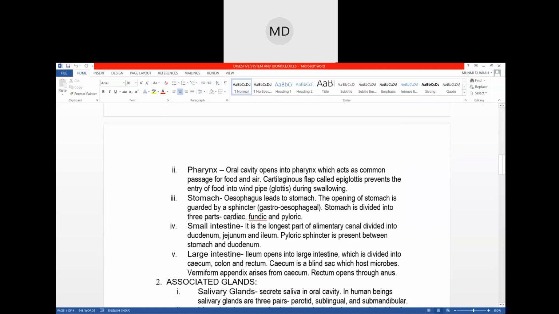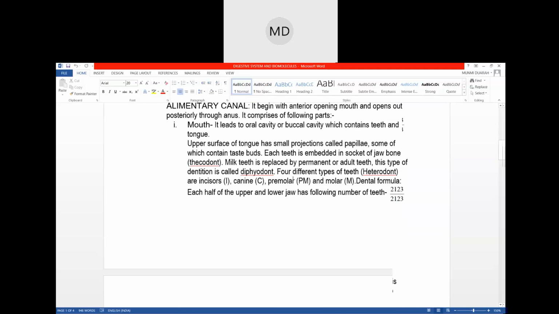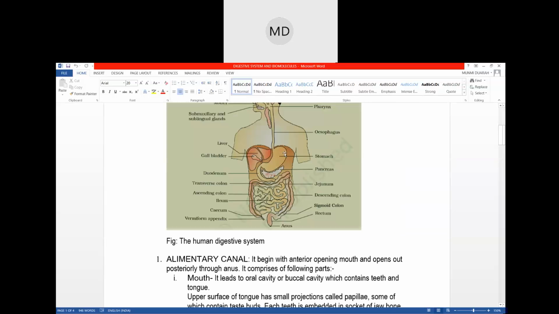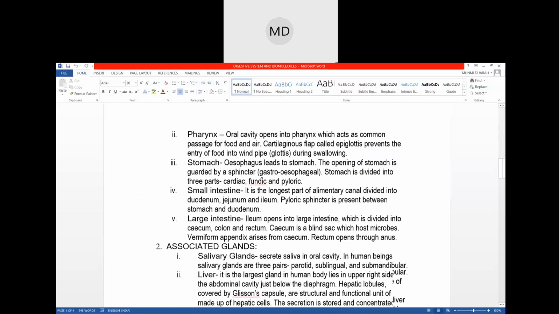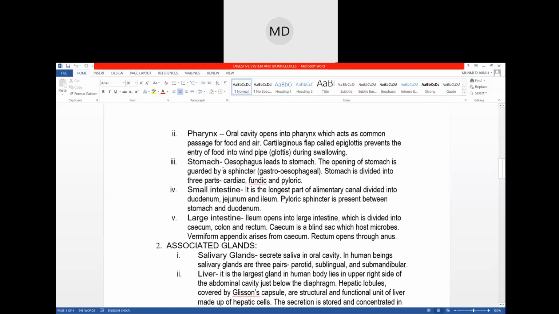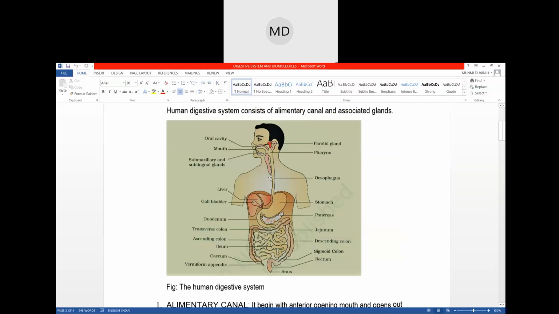The stomach is divided into three parts: cardiac, fundic, and pyloric. Then after that, it will come to the duodenum, that is the small intestine. After the stomach, it will come into the small intestine.